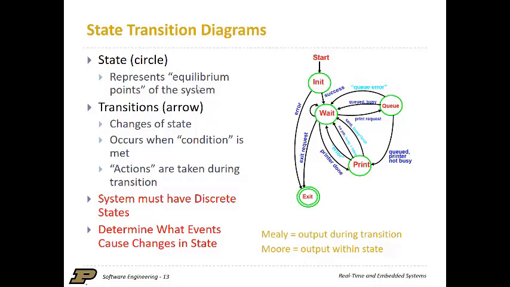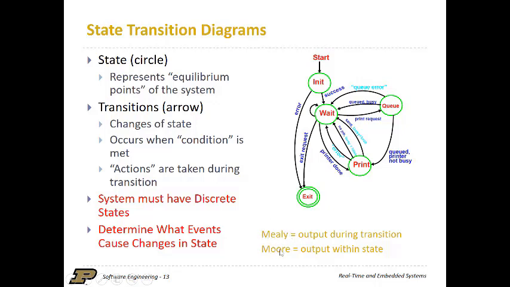And so, again, when you're using this type of state transition diagram as an engineering mechanism, you have to think, does the system have important discrete states that I'm worried about? And then what are the events that cause the changes in the state? Now, formally, in state transition diagrams, there are actually two types of state transition diagrams.